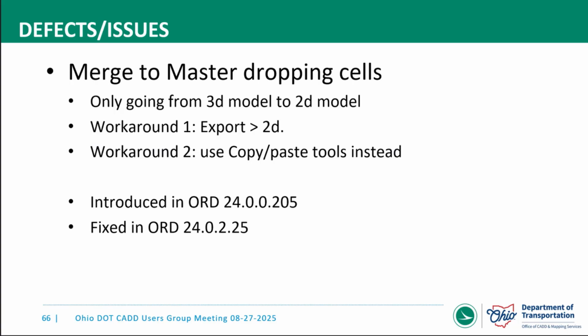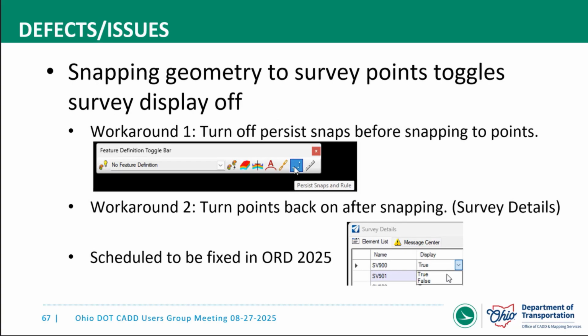There are a couple of workarounds. You can do the export to 2D, or you could just select, copy and paste, and that wouldn't drop them. This was introduced in the 24 ORD. It has actually been fixed in the minor update that just came out recently. So it's a problem that came and went away really fast, but it was there.